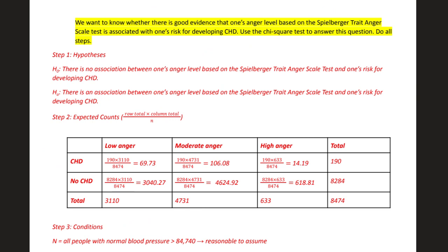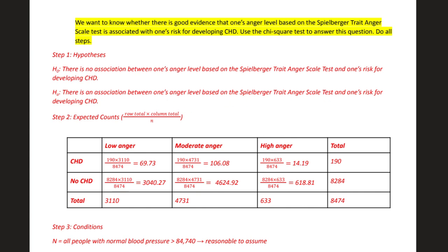Starting with step 1, your hypotheses. So in a chi-square test of association, your null hypothesis is that there's no association between the two variables. So no association between anger level and someone's risk for developing CHD. Your alternative is that there is an association between those variables.